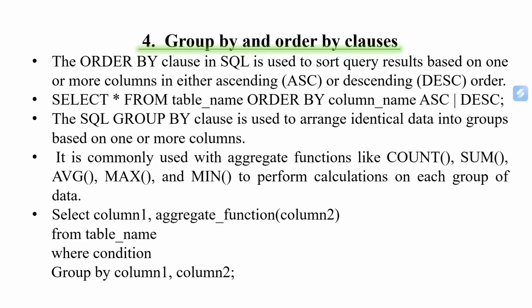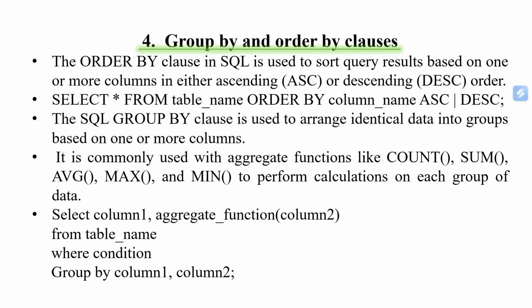Now let us look into the group by clause. The group by clause is used to arrange identical data into groups based on one or more columns. For example, let us consider a column called department, and there are some values in the department like IT department, HR department, managing department, etc. If we want to group the IT department into a single group, or the HR department into a single group, we use this group by function.